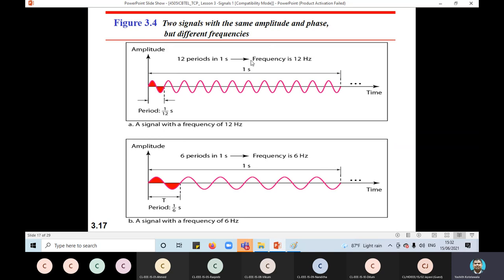So forget about that for a while. Having 12 complete cycles within a 1 second means frequency is 12 hertz. No point of wasting time because we understood it previously. So here we have 12 complete cycles, same wave shape, 12 times within a second, frequency is 12 hertz.